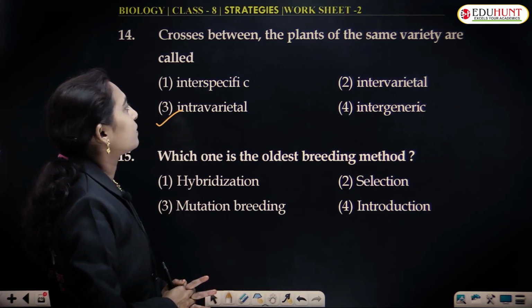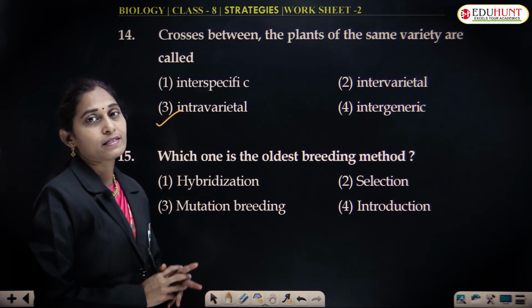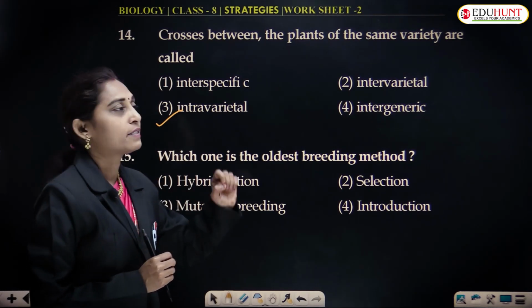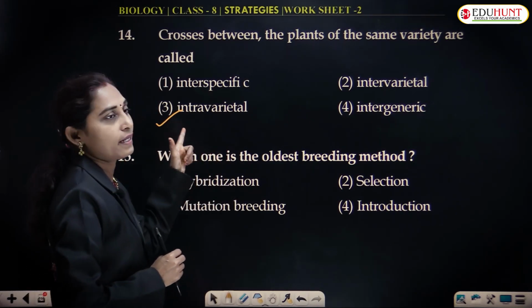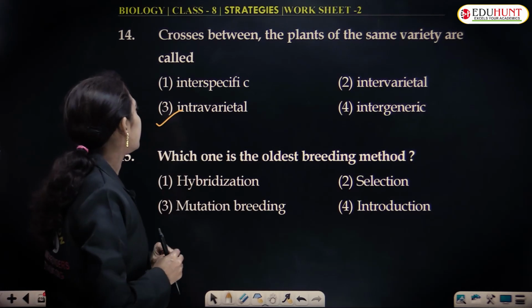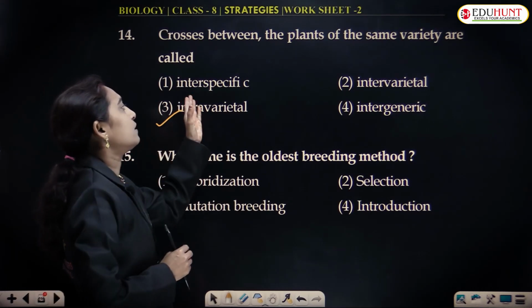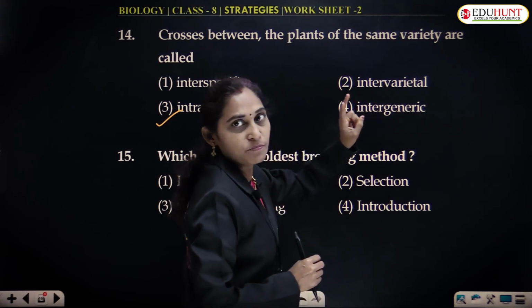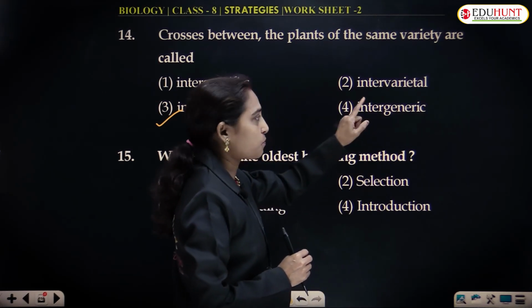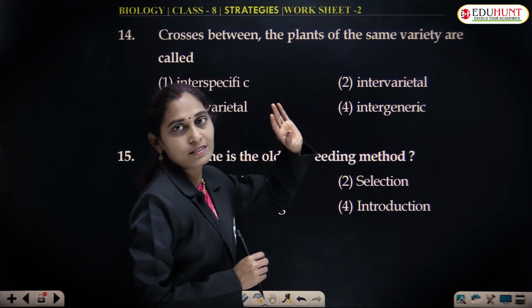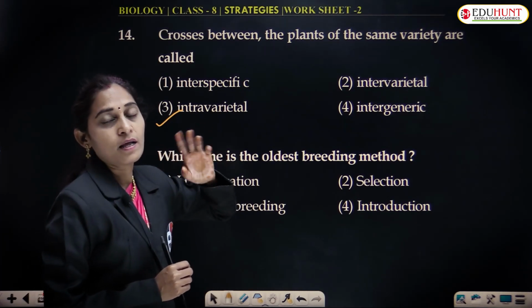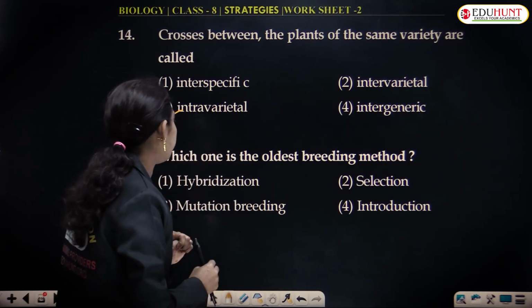Cross between the plants of the same variety. Same variety means within the same variety, that is intravarietal. Interspecific means between two species. Intervarietal means between two varieties of the same species. Intergeneric is between two genera belonging to the same family.